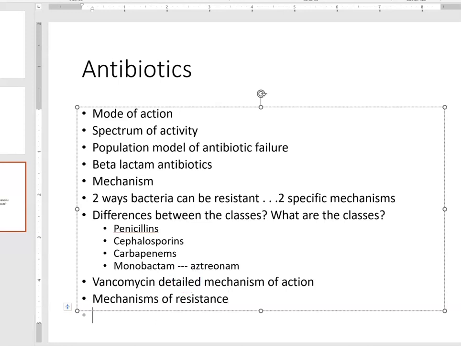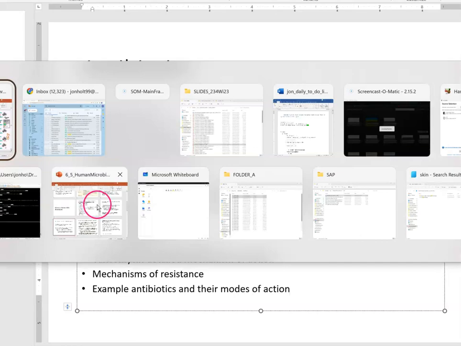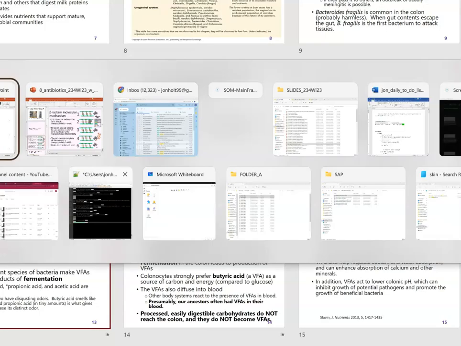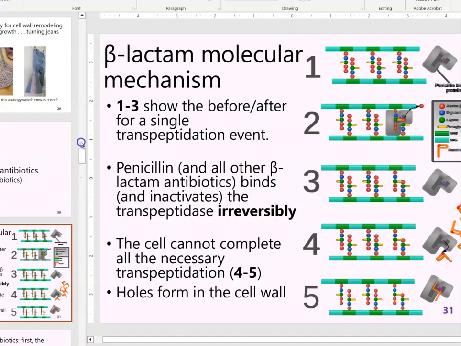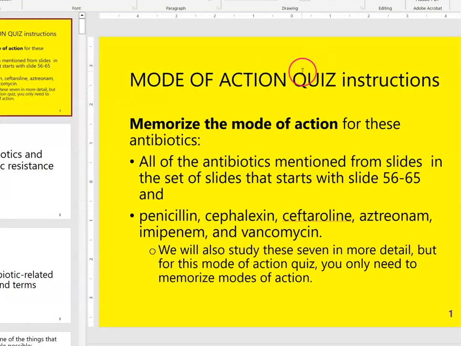And then last, example, antibiotics and their modes of action. So for this, go back to studying for the mode of action quiz. You're just going to be tested on this again. So this is your slide that tells you what to study.